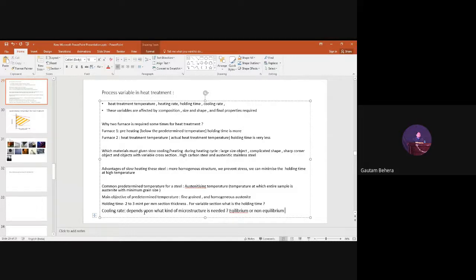Now cooling rate, depending upon what kind of microstructure is needed, that is equilibrium or non-equilibrium. Right? You understand? Suppose you need Widmanstatten ferrite, or you need martensite, or you need bainite, then you have to do very fast rate of cooling, basically. But if you need equilibrium microstructure like pearlite and ferrite, then you can go for slow cooling.